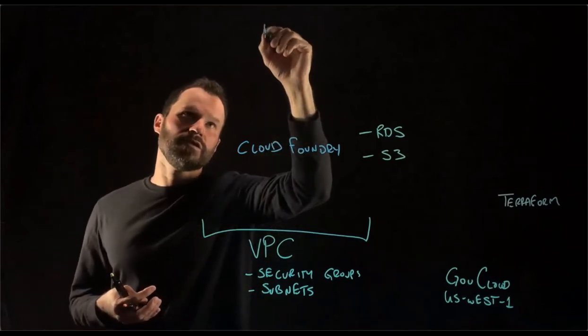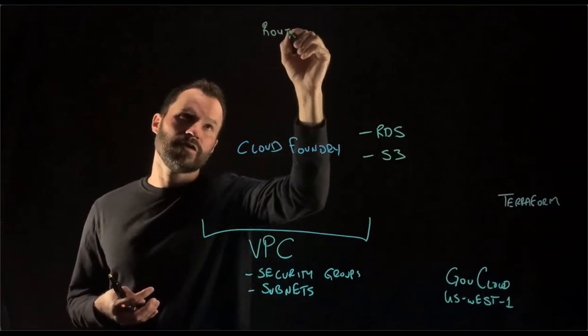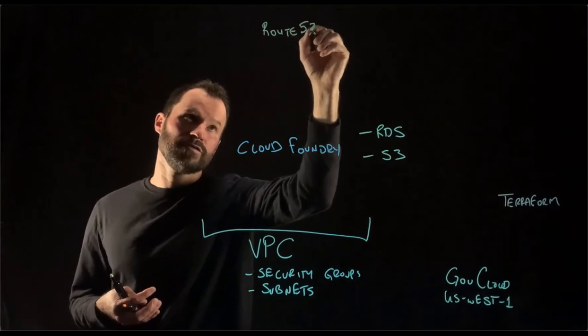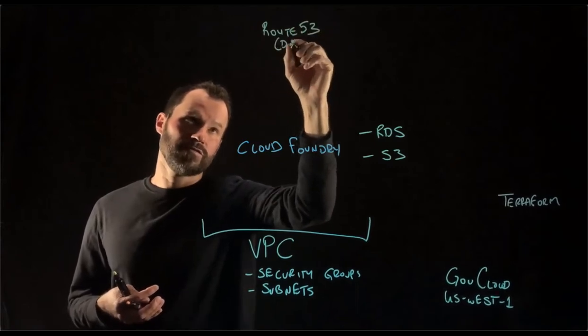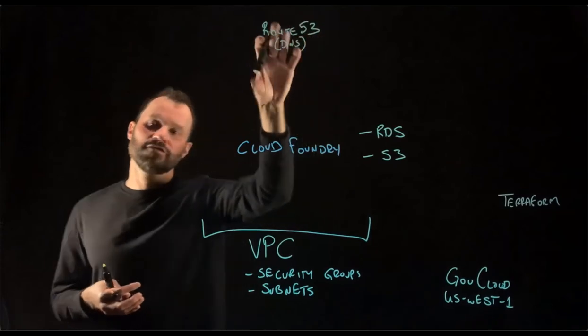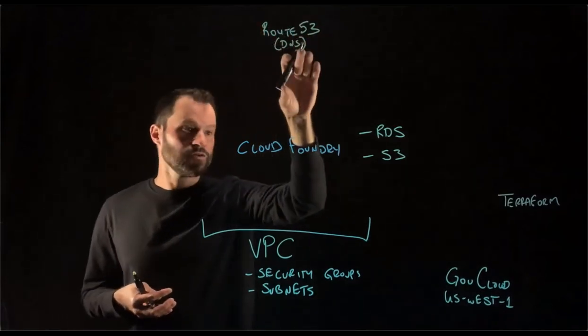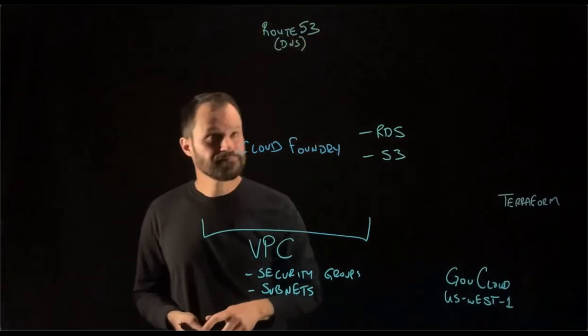One is we need DNS. And for that, we use Amazon's Route 53 service, which is their DNS service. And this is actually running in AWS Commercial and not in GovCloud.